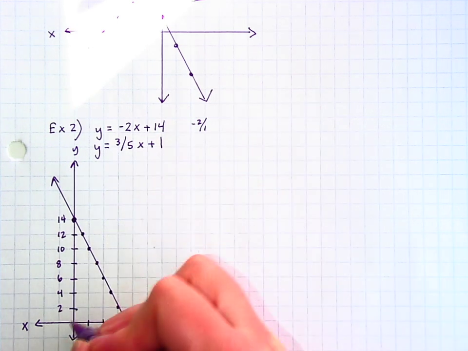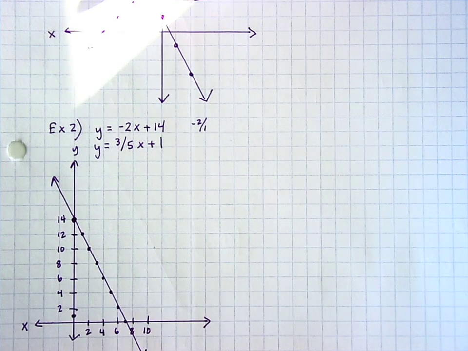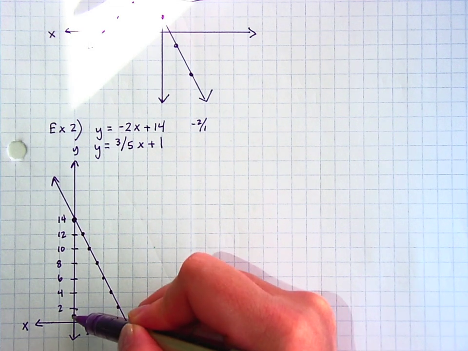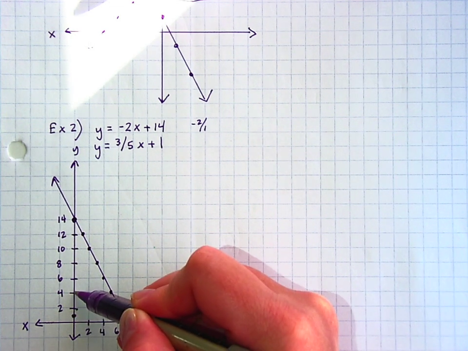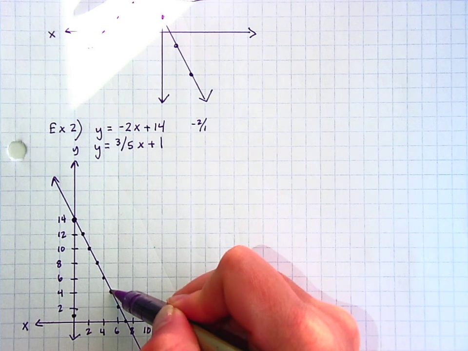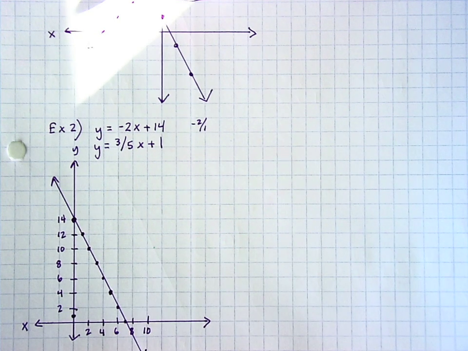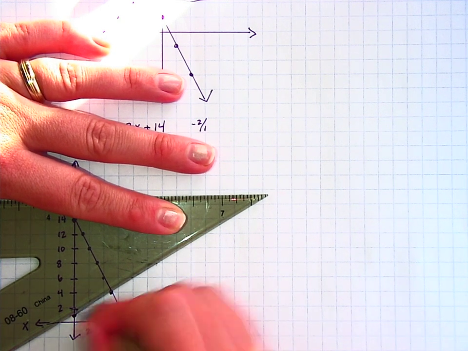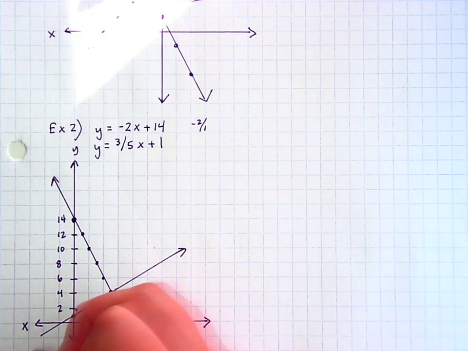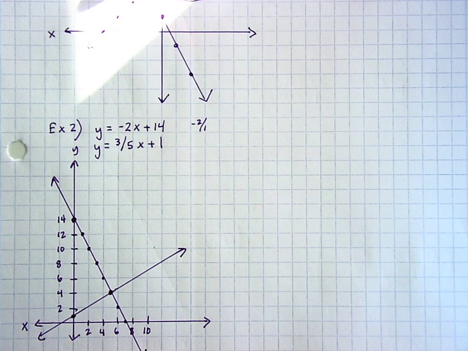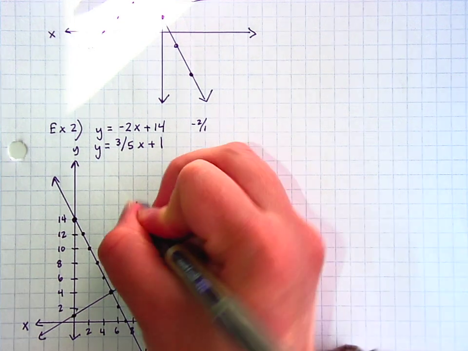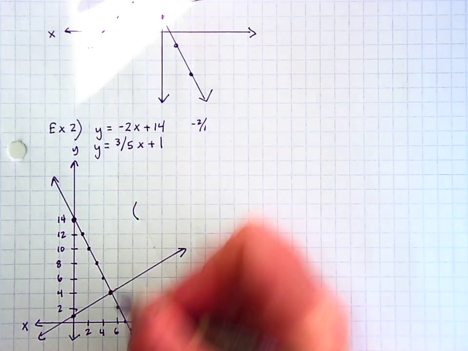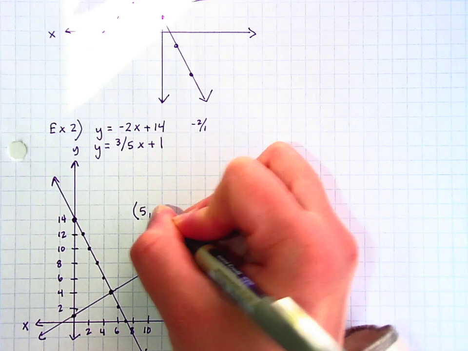All right, here, I'm going to start on the y-intercept of 1. This 3/5 is a little tough when we're going by 2s, so we're going to have to be careful. If I start at 1 and I go up 3, then I'm at 4. And then I go over to the right 5, and that actually lines up perfectly with a dot that's already on the graph. So I'm going to draw it in. There we go. And that's where they cross, which is, let's see, the x is 5 and the y is 4.